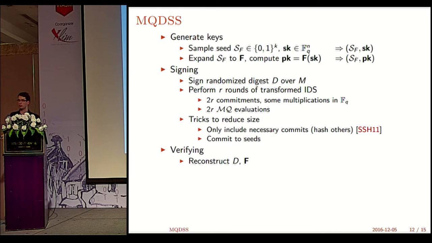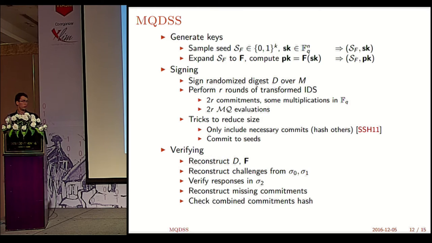And then how does verifying work? Basically, bottom up of the same story. You reconstruct the digest and this system parameter F, because the seed is part of the public key. Anyone can just reconstruct F. You reconstruct the challenges from whatever is part of the signature, because the prover used the message and the commits to generate the challenges. You verify the responses. You reconstruct the missing commits that we omitted by only including the necessary ones. And then you check if the commits that were omitted actually match whatever checksum or hash was included to account for leaving out half of these.